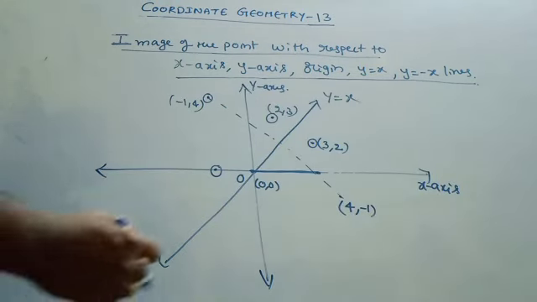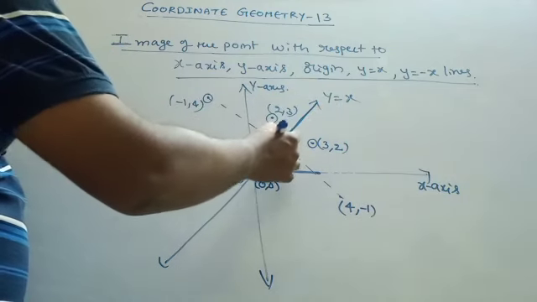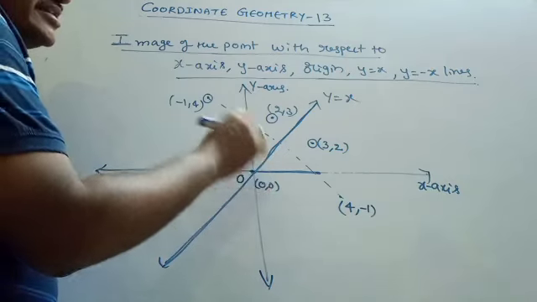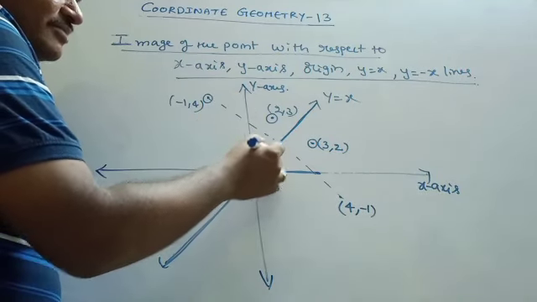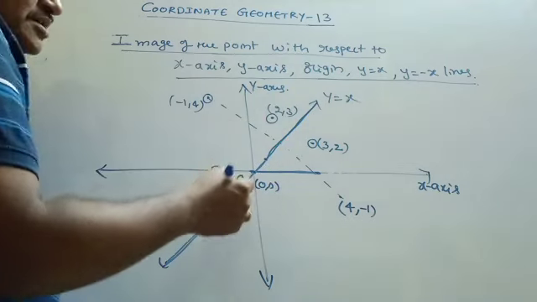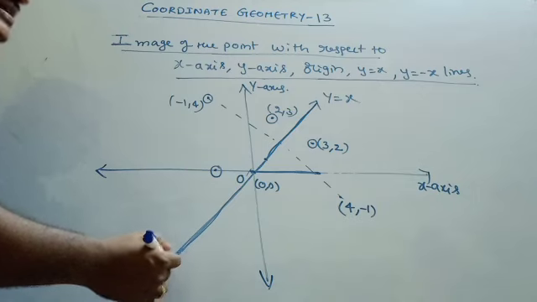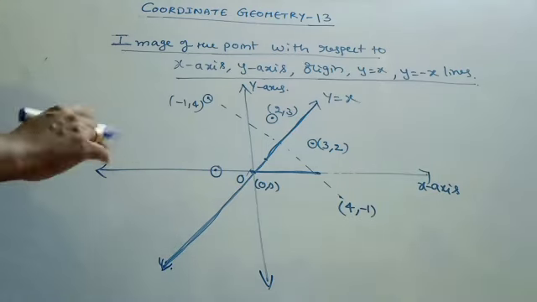Now we have the image of a point with respect to the line y equal to x. Y equal to x is a line like this. Here the x coordinate and y coordinate are the same, so the points are 0 comma 0, 1 comma 1, 2 comma 2, 3 comma 3, and minus 1 comma minus 1. By joining all these points you will get the line y equal to x. Now with respect to this line, how will the images be?